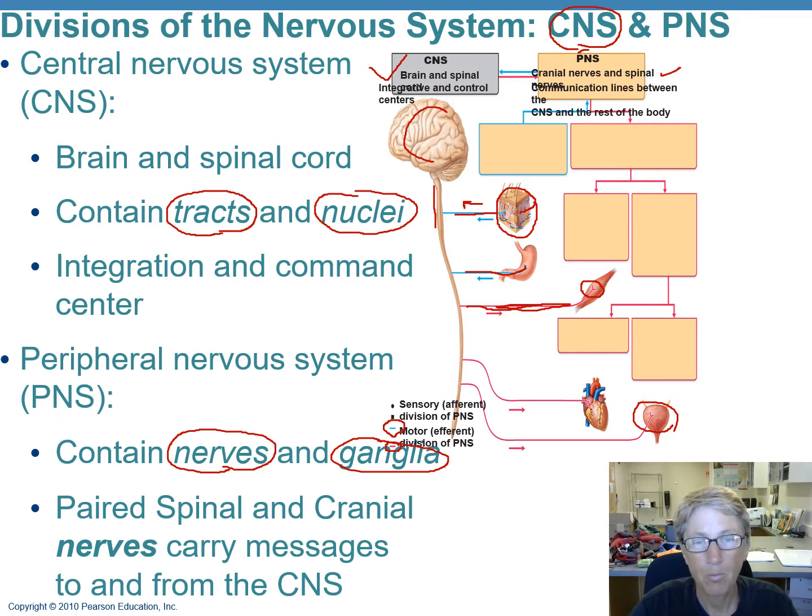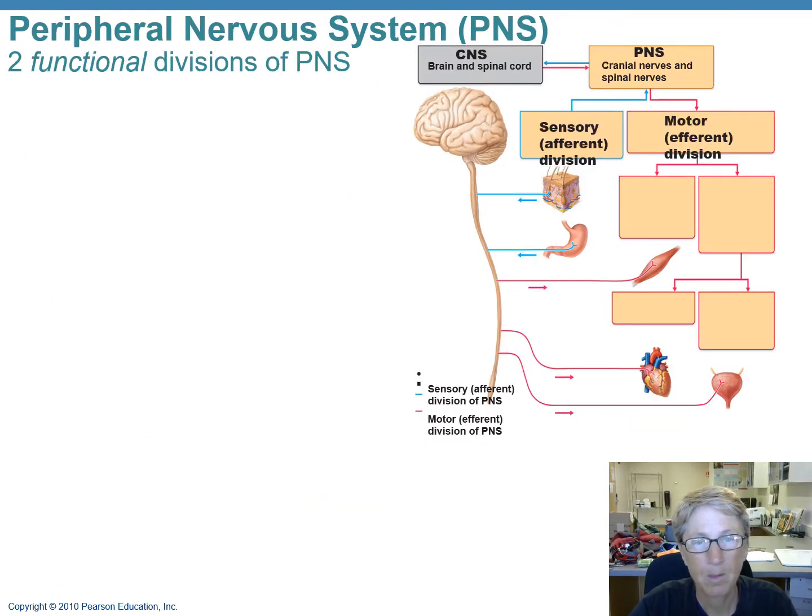And then also in the peripheral nervous system, you have paired spinal nerves and you have paired cranial nerves. That means you have one of each. Well, we have one on each side. And these nerves carry messages to and from the central nervous system in the form of action potentials.